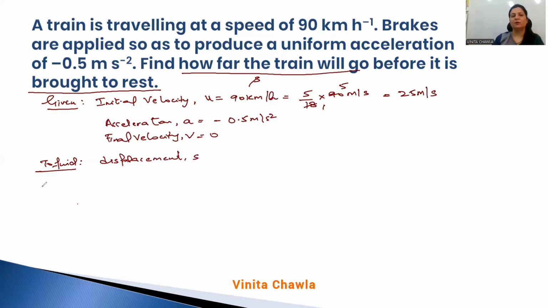Okay, solution. Which relation should we use here? But we do not have time. We can't use second equation of motion for this. We need time also. So first we have to find time and then we can apply second equation of motion. Yes, we can do that because T is V minus U by A and S is equal to UT plus half AT square. That can be done easily. Is there any direct equation which can be used here? Tell me. Third equation, yes. So let's use third equation.